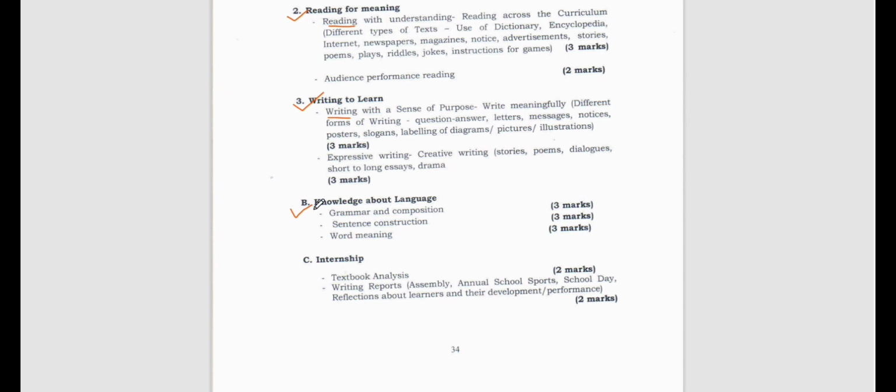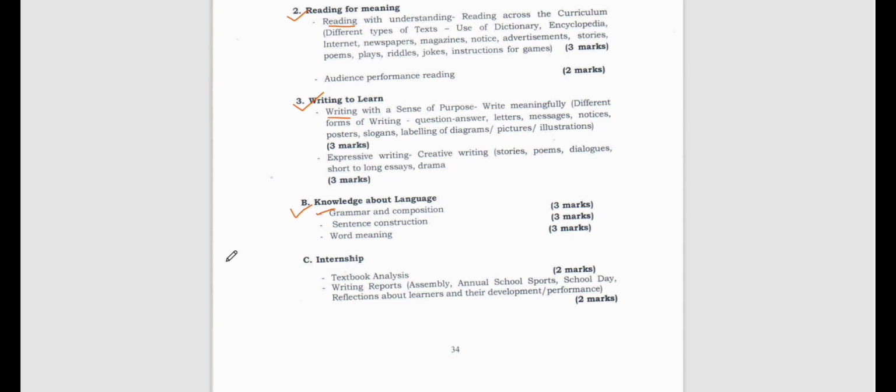So grammar and composition, you know very well what grammar is, right? You have to know the parts of speech: noun, pronoun, verb, adverb, adjective, conjunction, interjection, then interrogation, then articles, determiners, modals, all these things you have to know. Then composition is very easy. Then sentence construction: you should know how to put the correct form of the verb. You have to take care of the subject and the object in a sentence. All these things you need to take care of.